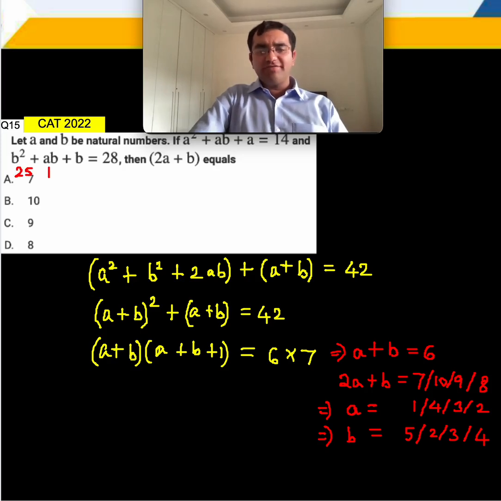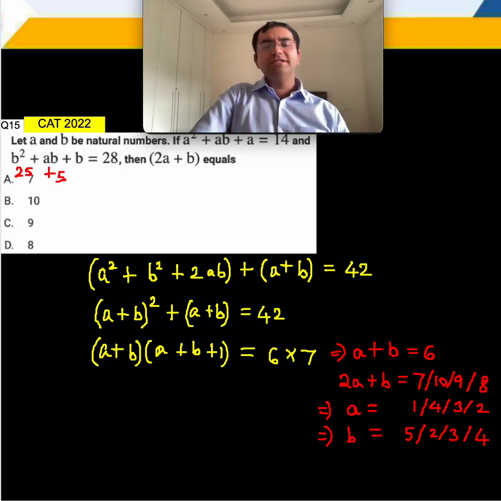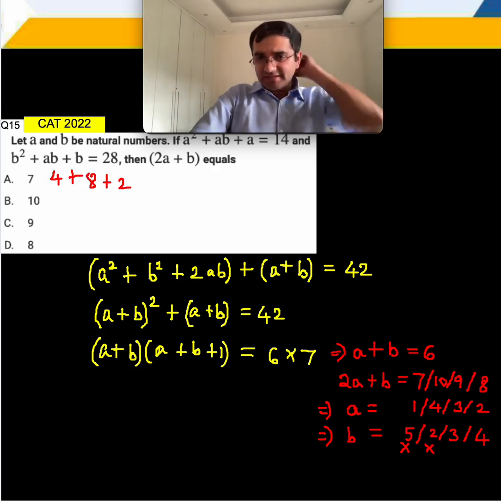5 square is 25 plus 5 into 1 is 5. तो 30 तो यहीं हो गया, so this option does not work. Let's try the second option. b is 2 and a is 4. So 2 square हो गया 4, 4 into 2 8 plus 2. This is not 28. Second option is also gone.